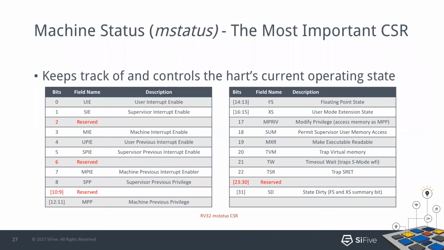The modify privilege, or MPRV, field in mstatus allows you to access memory as if you were a different privilege mode. This is useful if you're in machine mode and need to access memory as a supervisor or user mode.